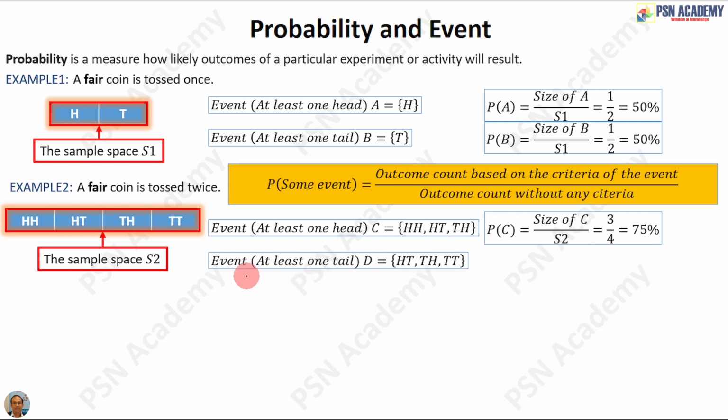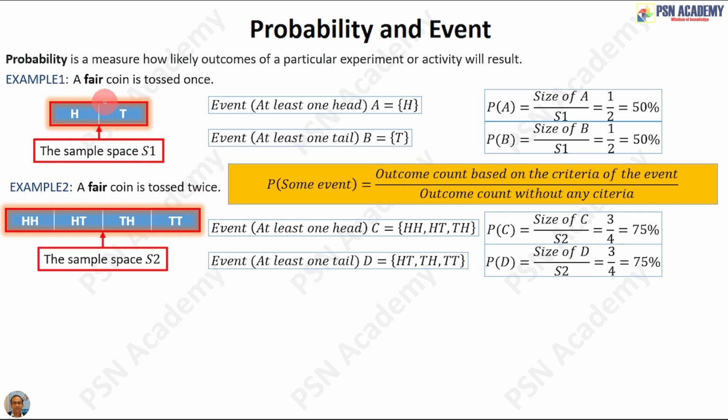We similarly declare the event D as at least one tail. So this time HH will be excluded and these 3 will be included. The same way goes: size of D by S2. This time also the size of D is 3. Your sample space size is 4. So it is also 75%.